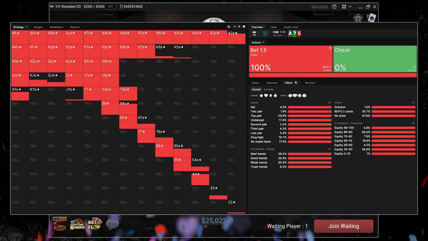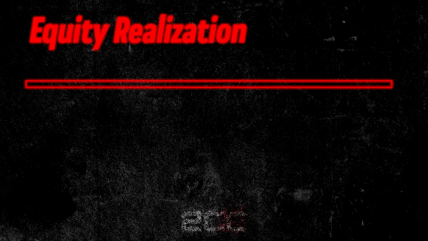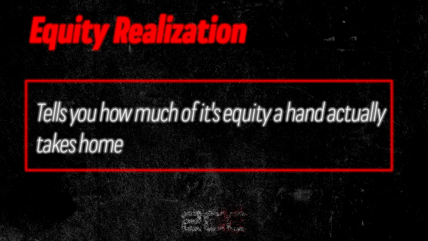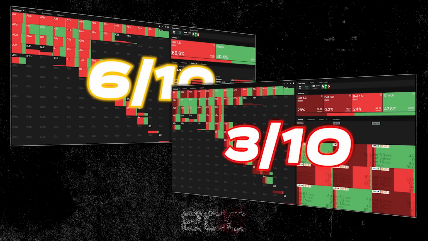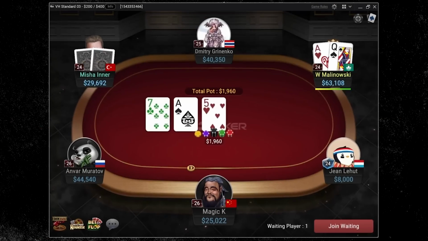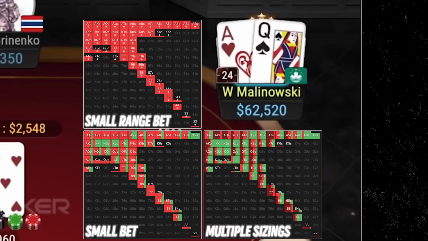A slightly worse GTO strategy than what would be possible, but even as a human, you're guaranteed to implement it with a 10 out of 10 execution. So just like the term equity realization, which tells you how much of its equity a hand actually takes home, we could introduce the term EV realization to consider how much of the theoretical EV you're actually likely to take home. And that is going to be lower the more complex a solution is that you're trying to play. So when we see that Wiktor uses a 30% pot size here on the flop, he could be playing, or at least aiming to play, any of these strategies.